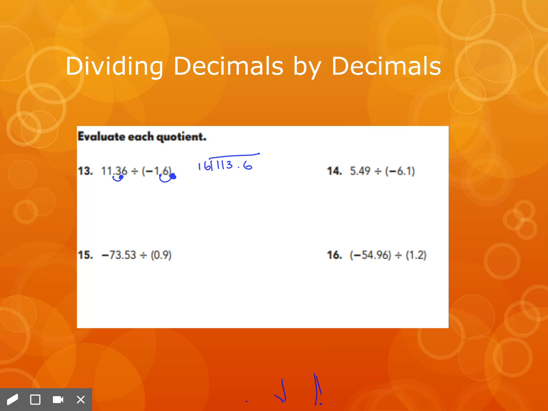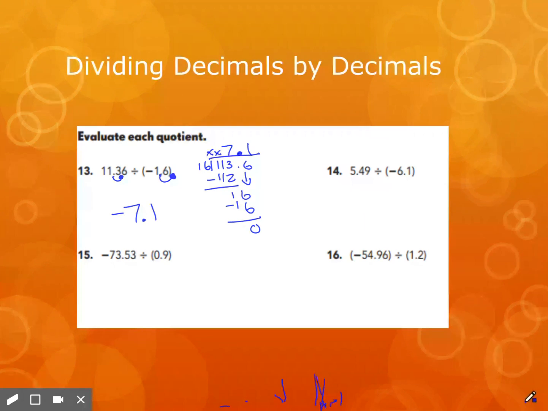So 16 doesn't go into 1. It doesn't go into 11, but it will go into 113. And that goes in 7 times. So 7 times 16 is 112. I subtract, and of course I'm left with 1. And I'm going to bring my decimal straight up. Bring my 6 down. And 16, of course, goes into itself one time. And I would get 0. So I had a positive divided by a negative. So that means my answer is a negative 7.1.